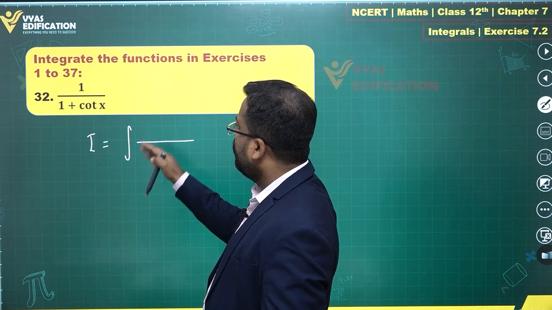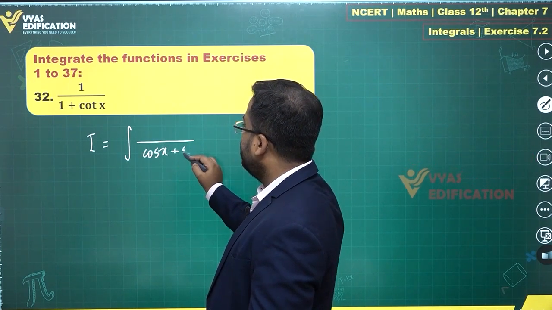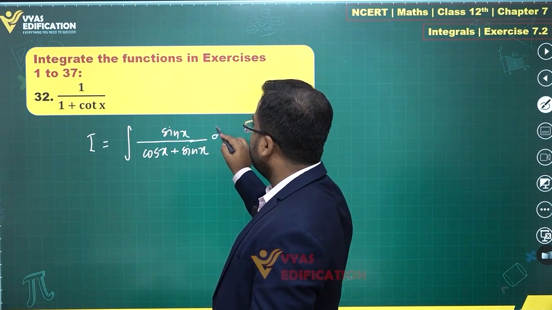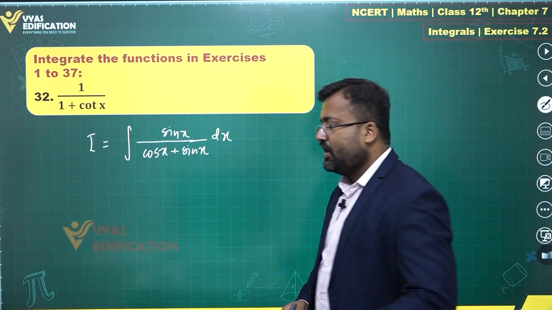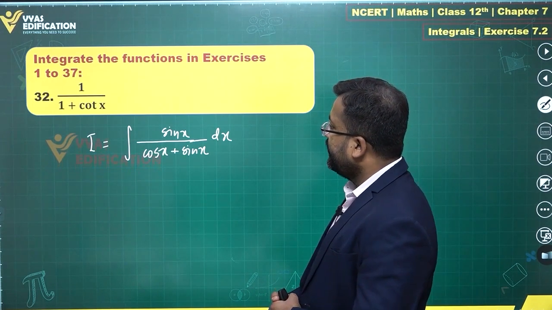What I'll get in the denominator is cot x, which is cos x upon sine x, plus 1. So this becomes cos x plus sine x, and this becomes sine x, dx. That's what you get, multiplying and dividing by sine x. Multiplying numerator and denominator by sine x is what you will get.